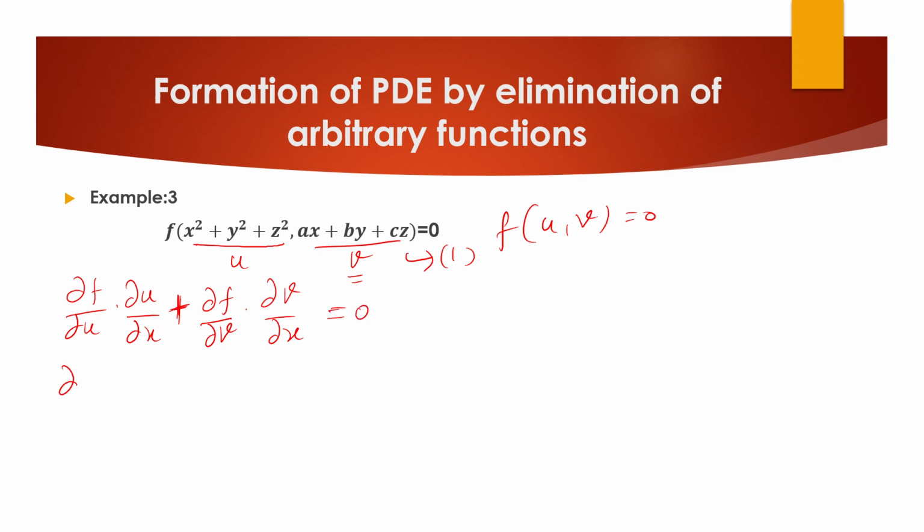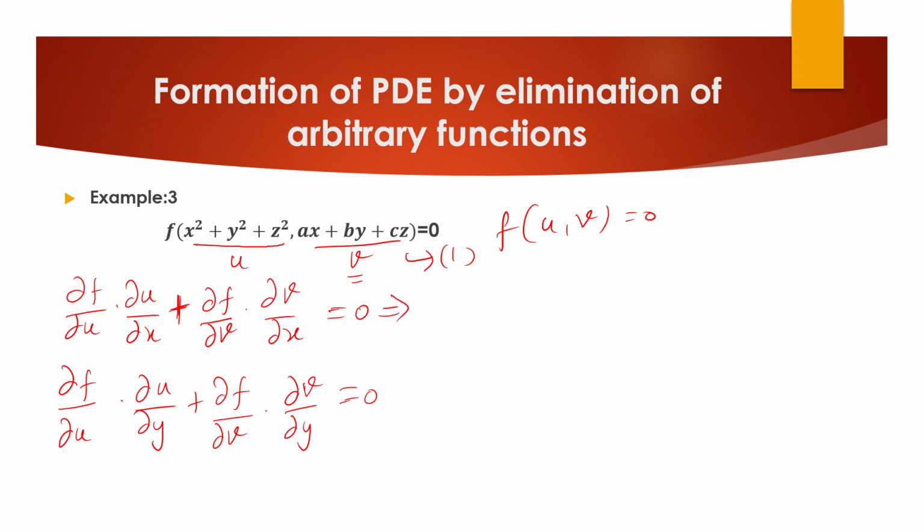Similarly, differentiation of the relation with respect to y partially means we have to differentiate the function with respect to u, and then that u can be differentiated with respect to y. Plus, since it is a function of v also, we have to differentiate this with respect to v, and then that v has to be differentiated with respect to y partially. And in the right hand side we have 0.